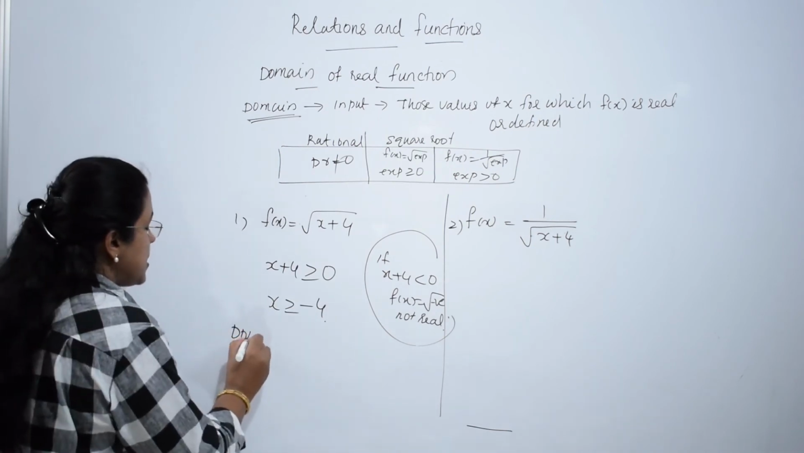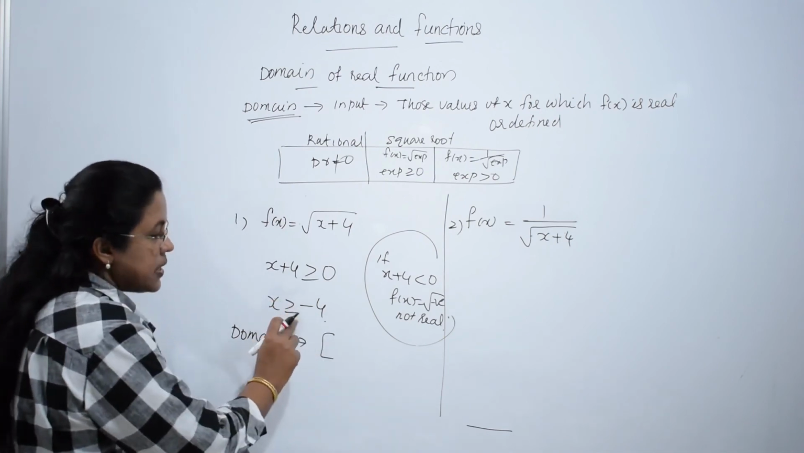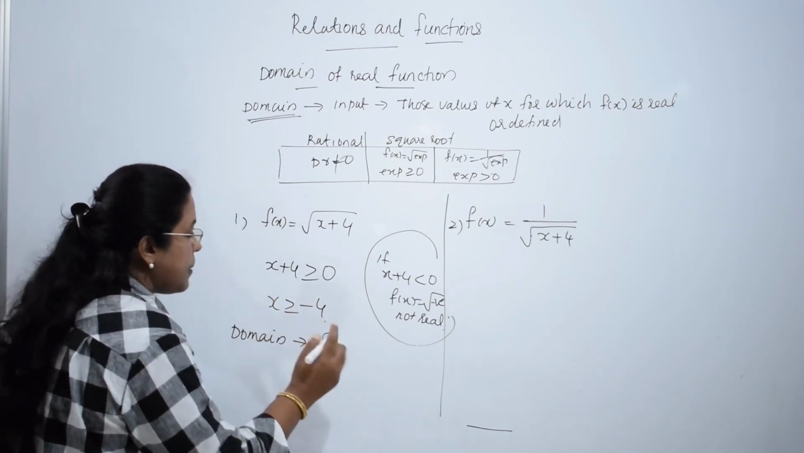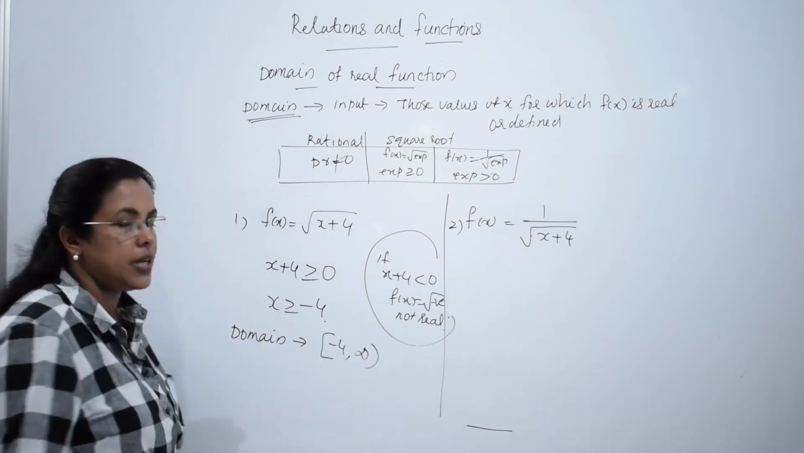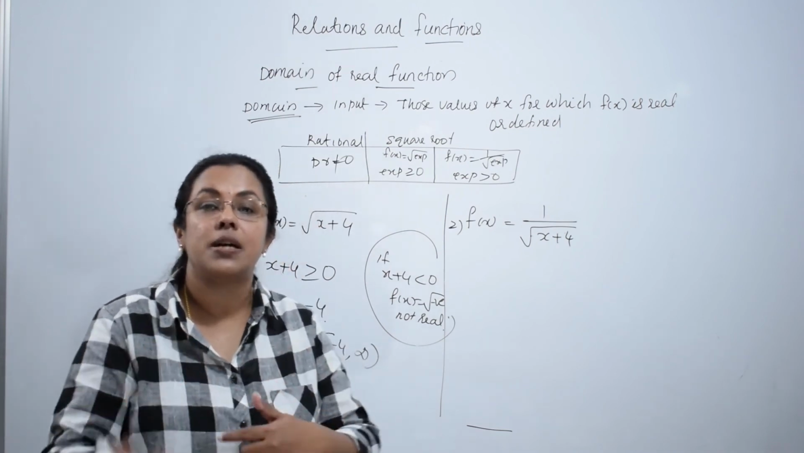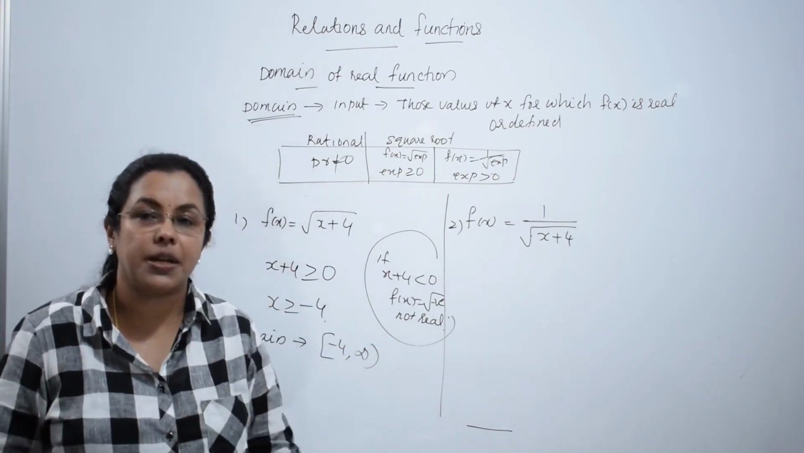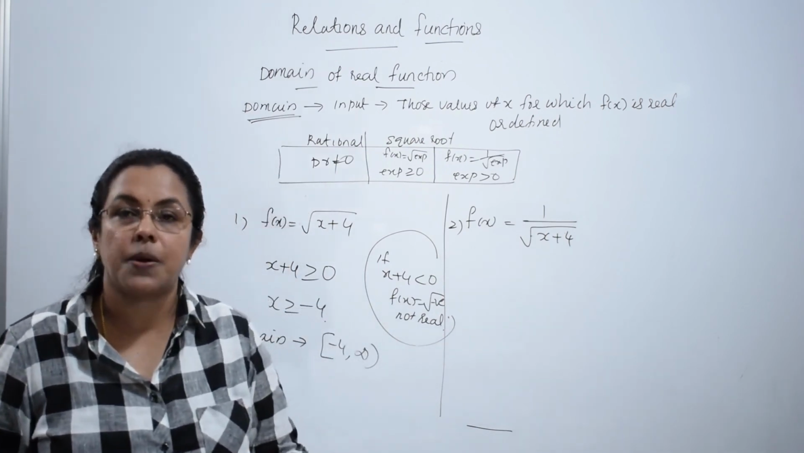That means what is the domain of the function? The domain is nothing but, since it is greater than or equal to, including minus 4, so it is minus 4 to infinity. Now look at this question. Same question, but the square root is in the denominator. f of x is equal to 1 by root over x plus 4.